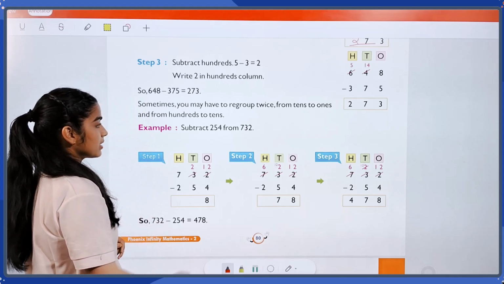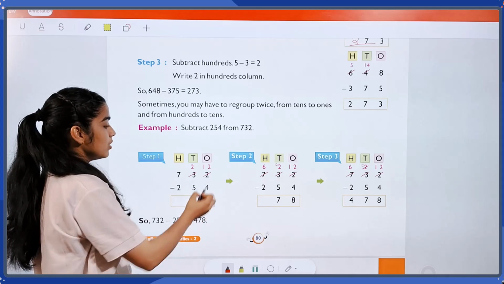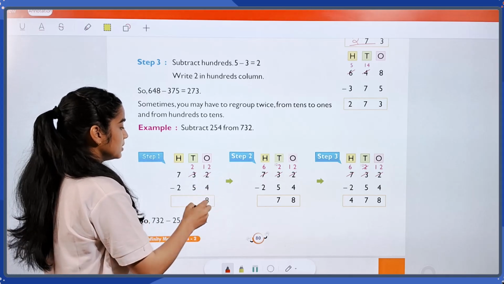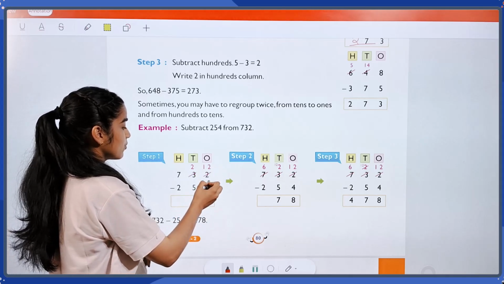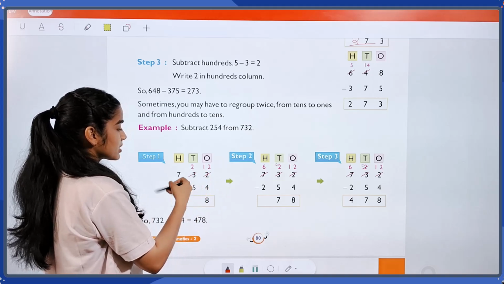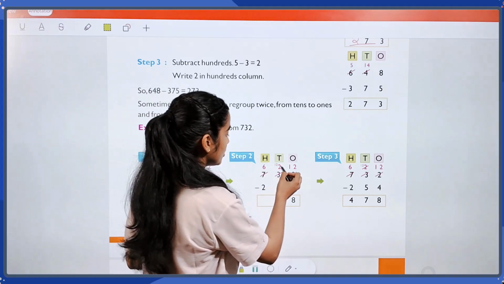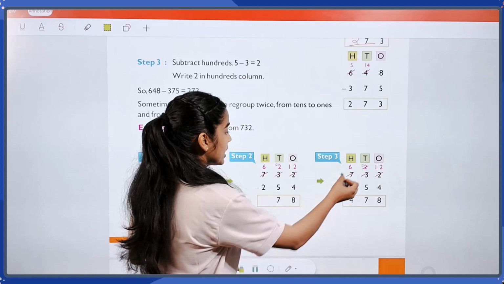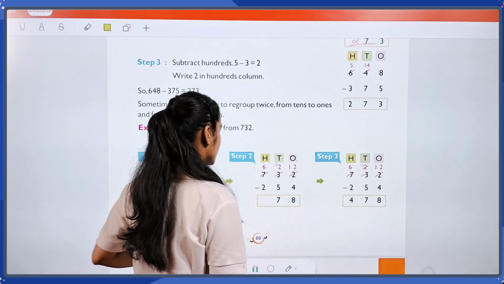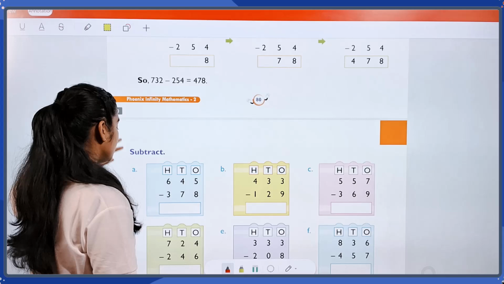Now subtract 254 from 732. So when you subtract 254 from 732, 2 minus 4 is not possible. So we have to take a carry. 12 minus 4 is 8. 2 minus 5 is again not possible. So we take a carry. 12 minus 5 is 7. Now 6 minus 2 is 4. 478 is your final difference.